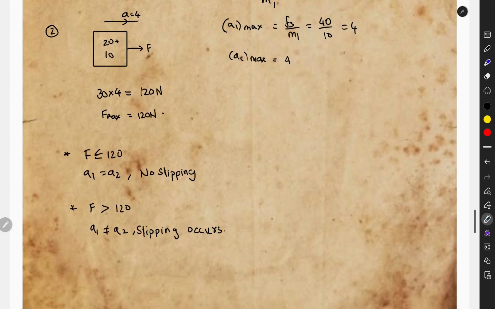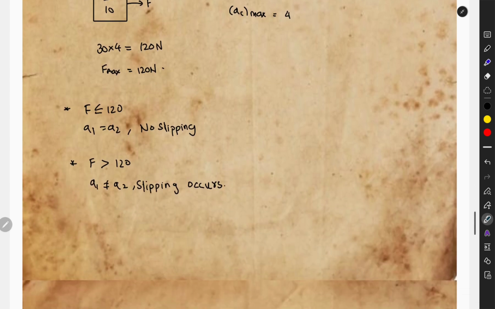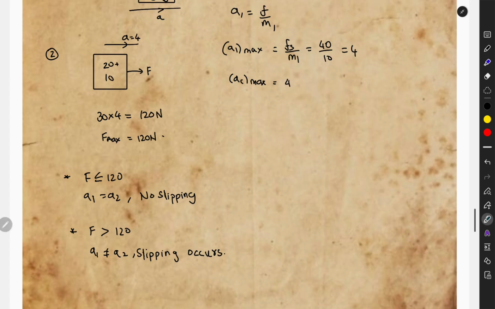Both the questions are answered now. So basically when the force is equal to or less than 120 newton, there won't be any slipping. So acceleration a1 will be equal to a2. Whenever the force is greater than 120 newton, acceleration a1 will not be equal to acceleration a2, and slipping will happen.